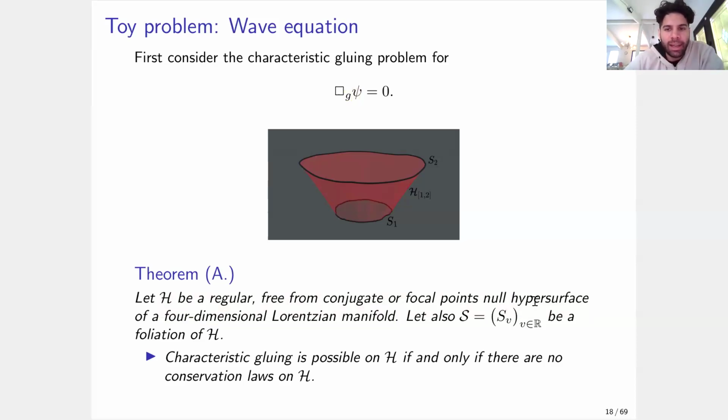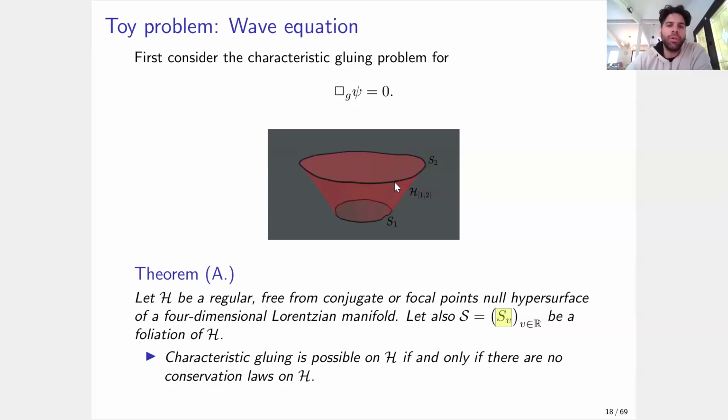We assume that we have a null hypersurface, that it's regular, free of focal points, free of singularities, everything is good. And we also assume that for this null hypersurface, we have a family of sections, okay, foliating our null hypersurface. And we can assume that the first section is S1 and the last section is S2. Okay, and here we also have a family of them.